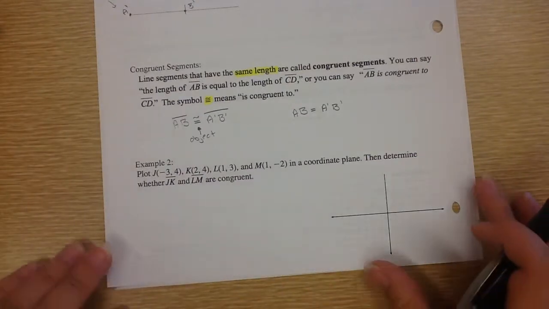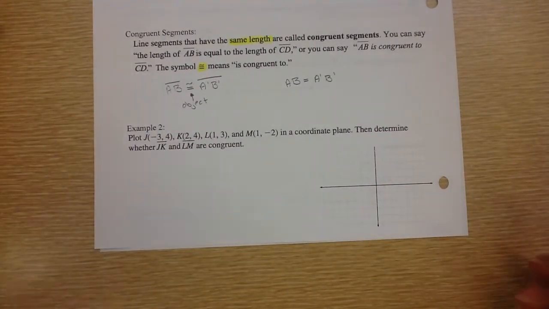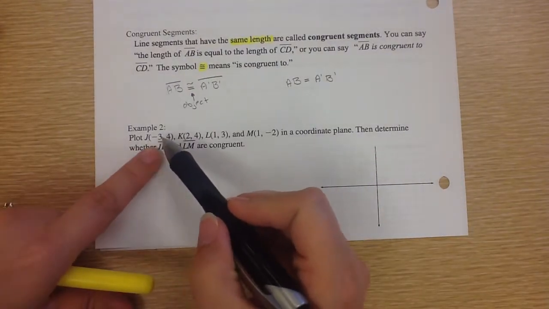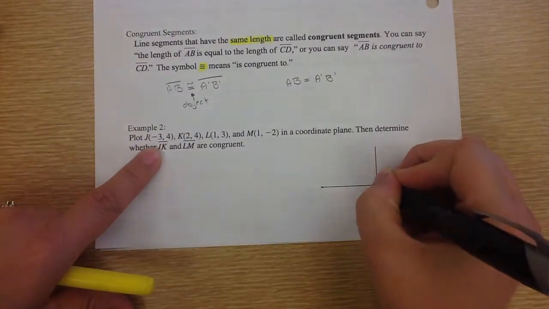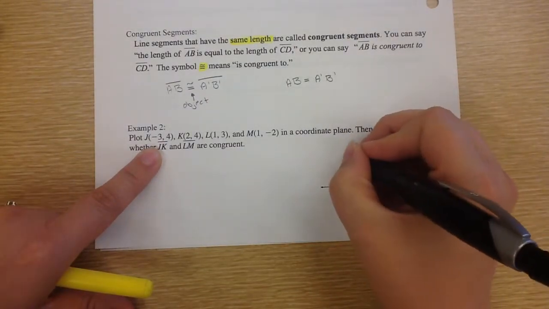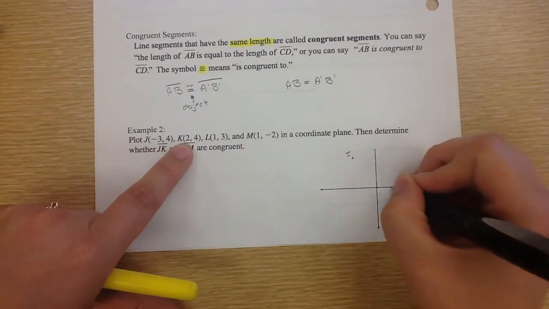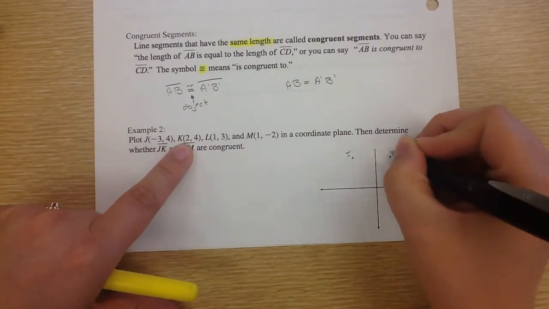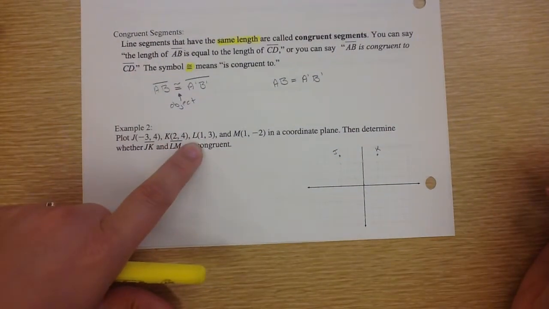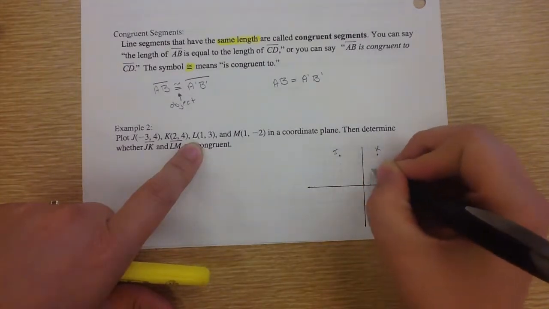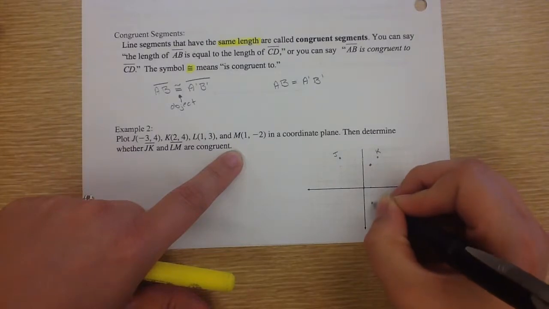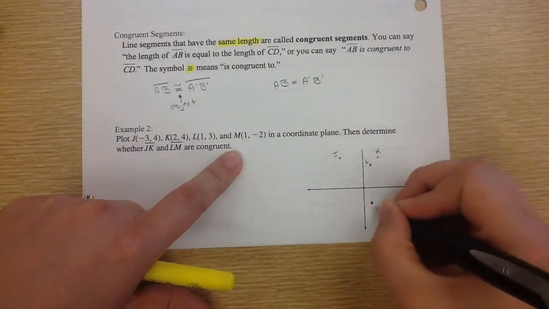Okay, all right, so let's go ahead and do example 2. Here we're going to plot some points and determine whether two segments are congruent. Plot J, which is at (-3, 4). Again, you have to go over first before up. -3, 1, 2, 3, 1, 2, 3, 4. There's J. K is (2, 4). There's K. Again, we want to label those points. L is (1, 3), over 1, 1, 2, 3. M is (1, -2). Oh, L, M.